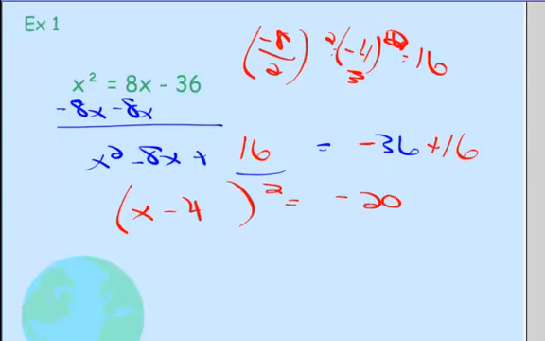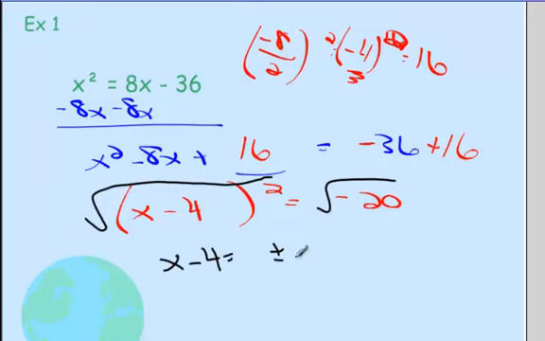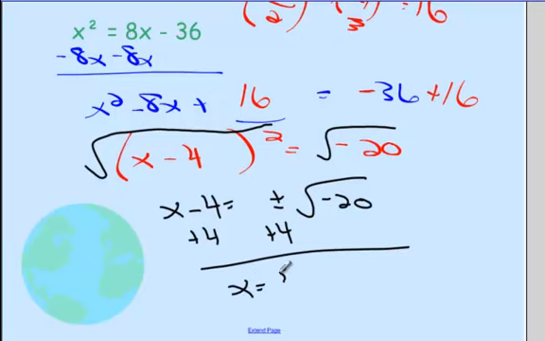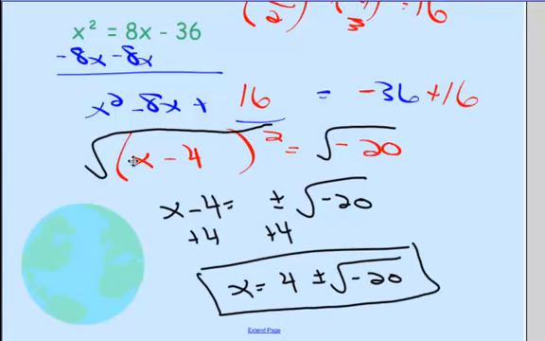The rest of what we're going to do to try and solve this is take the square root of both sides. So I have x minus 4 equals plus or minus the square root of negative 20. After that, we're going to add 4 to both sides. So x equals 4 plus or minus the square root of negative 20. Completing the square allows us to solve problems that we can't factor and that we can't do anything else with.